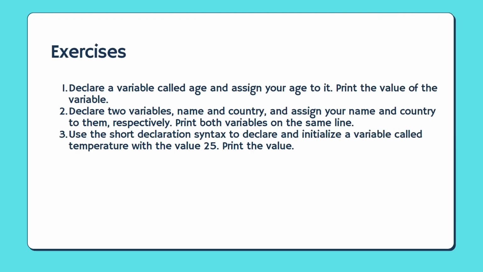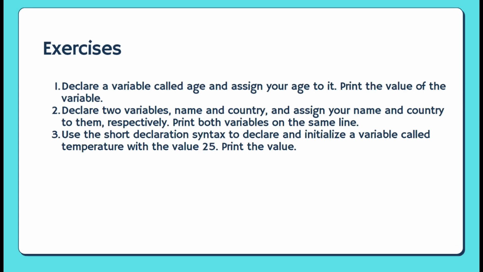Exercises. Number 1. Declare a variable called age and assign your age to it. Print the value of the variable. Number 2. Declare two variables, name and country, and assign your name and country to them, respectively. Print both variables on the same line. Number 3. Use the short declaration syntax to declare and initialize a variable called temperature with the value 25. Print the value.